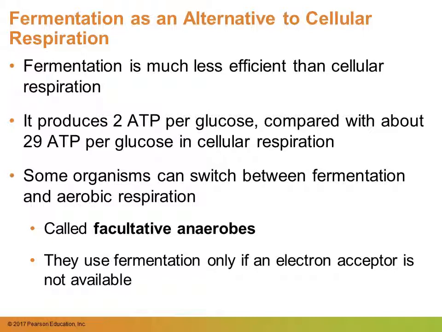Fermentation is much less efficient than cellular respiration. I promise you this will be a test question. It produces 2 ATPs per 1 molecule of glucose as opposed to 29 ATPs produced in cellular respiration. Now, your book mentions that some organisms can switch between aerobic and anaerobic respiration, and these organisms are called facultative anaerobes. Facultative anaerobes. So they can do either or.